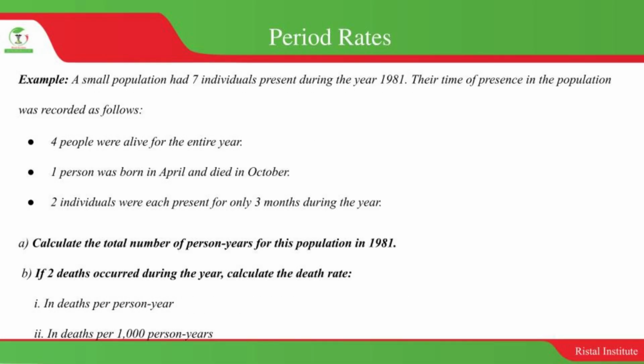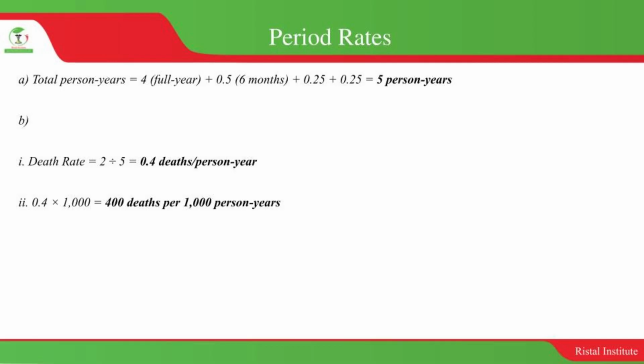Let's walk through an example. Imagine a small population with 7 people in 1981. 4 people were alive the whole year: 4 person years. One person was born in April and died in October: 0.5 person years. Two others were present for 3 months each: 0.25 person years each. Total person years: 4 plus 0.5 plus 0.25 plus 0.25, 5 person years.